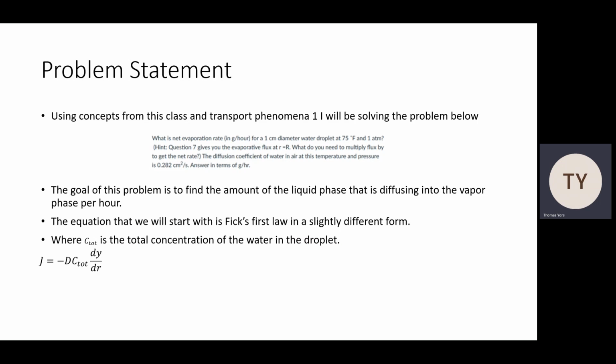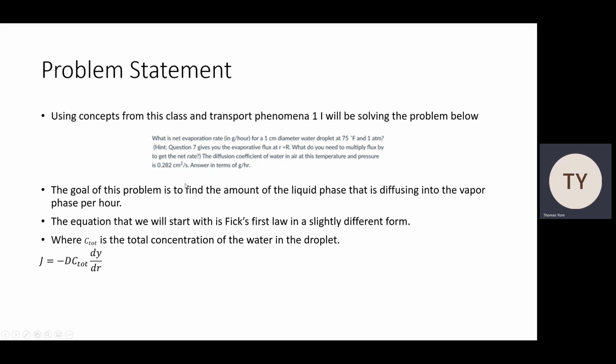Now, in order to apply diffusion, I will be answering a question from Transport Phenomena 1 using concepts learned from this class that I will also build upon. Now, the problem statement is, what is net evaporation rate? That is a typo. You can blame Dr. Toomey for that. But what is the net evaporation rate in grams per hour for a 1 centimeter diameter water droplet at 75 degrees Fahrenheit and 180 cm? And the diffusion coefficient of water in air at this temperature and pressure is 0.282 centimeters cubed per second. Answer in terms of grams per hour.